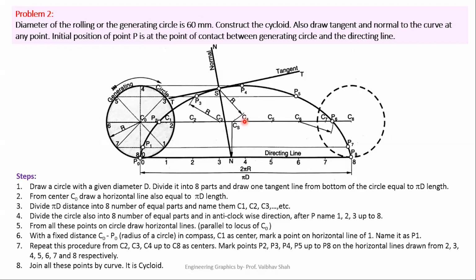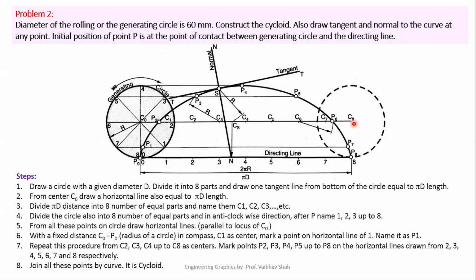From point C4, try to cut the line passing from your point 4. You will get your point P4 somewhere here. From C5, try to cut the line passing from this point 5. So this is point 5 and this is the line of 5. So if we try to cut this from the center C5, this line somewhere here, so we'll be having this point P5. Now from point C6, try to cut the line of 6, which is also center lines. You will get this point P6 somewhere here. From point C7, try to cut the line of 7. This is line of 7. You will have this point here as P7.